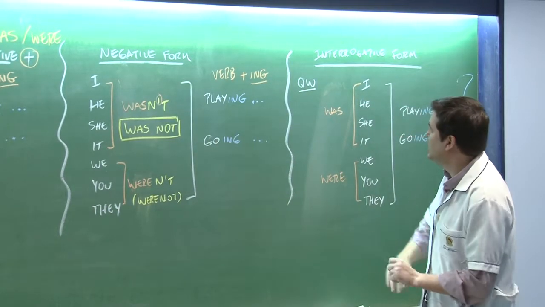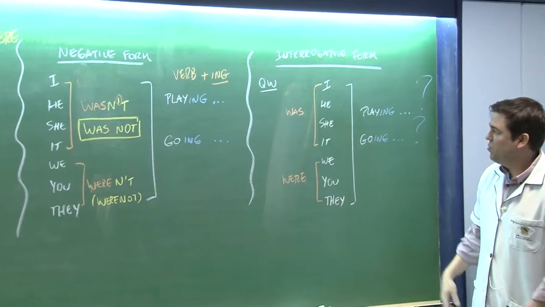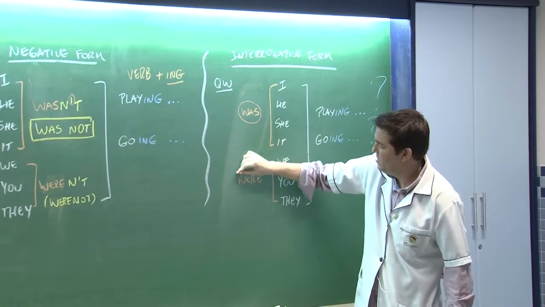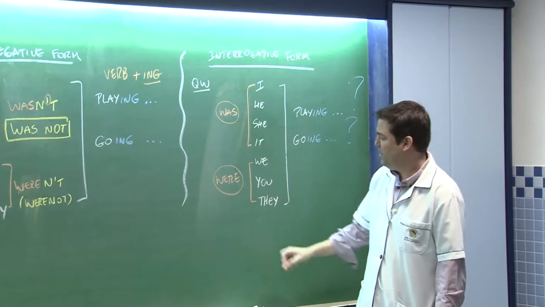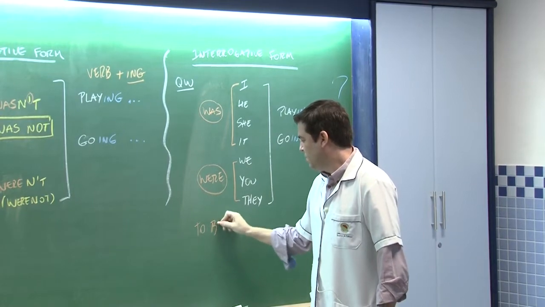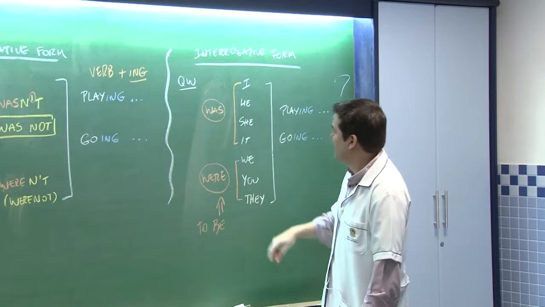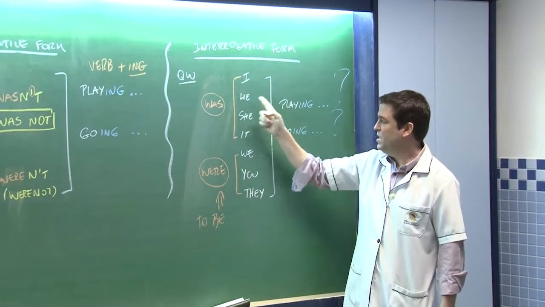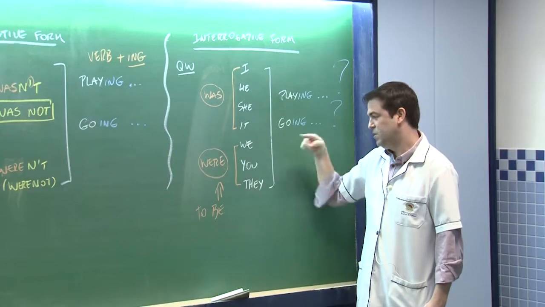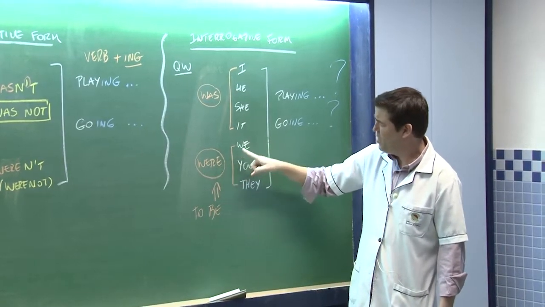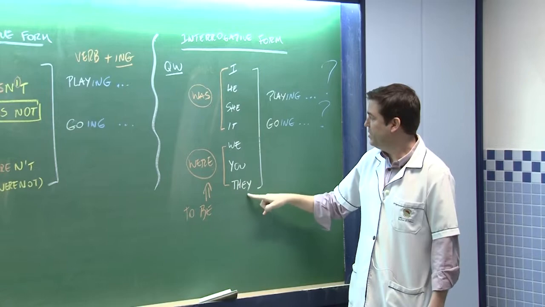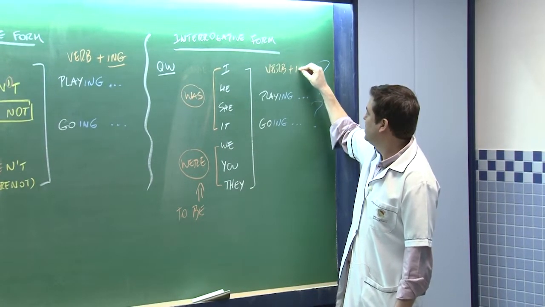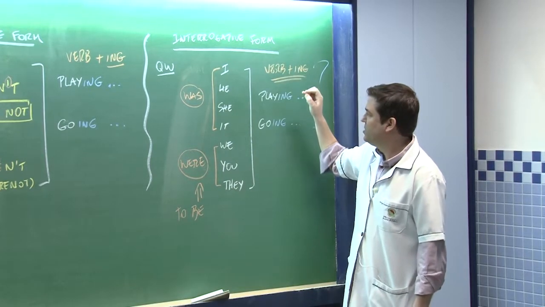Okay? And the last one here is the interrogative form or questions. I put here first the auxiliaries, yes, they come before. So verb to be works as an auxiliary verb. It comes before the subject. So was I playing? Was he playing? Was she? Was it? Something like this. Were you? Were we? Were you? Or they? And the verb with ing. So remember always like this.